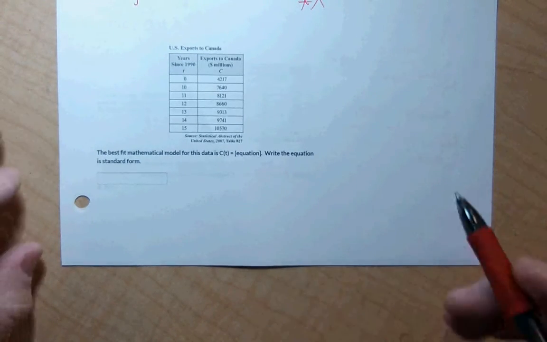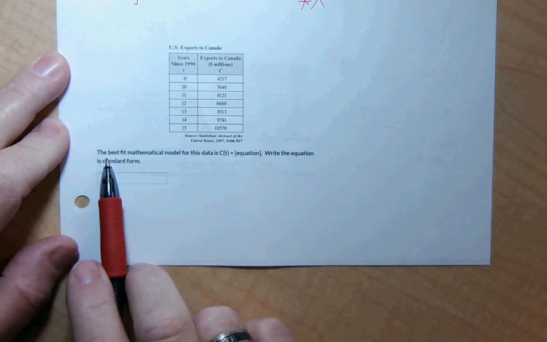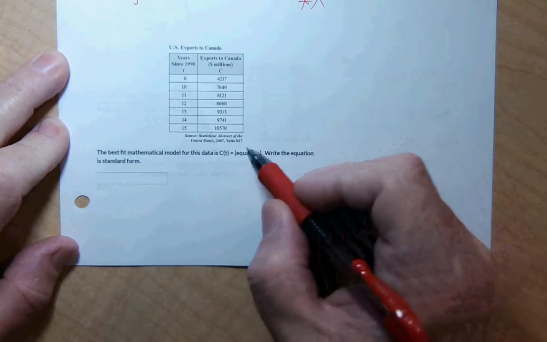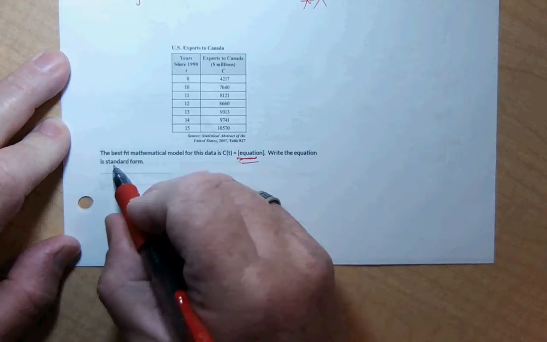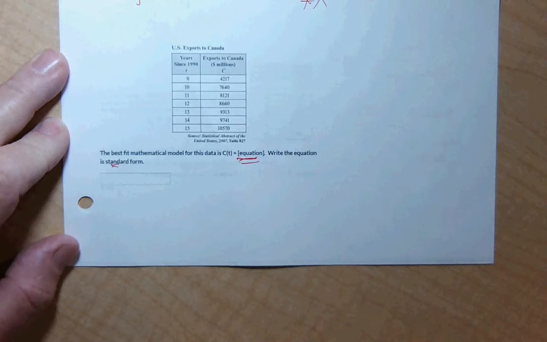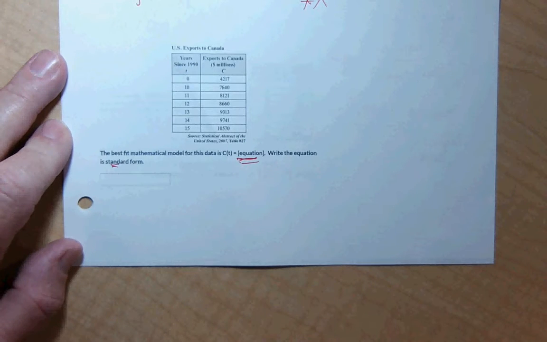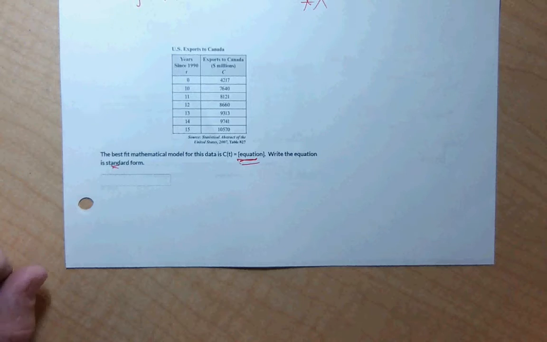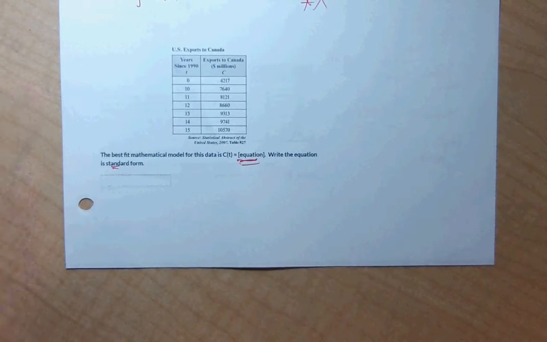Here we go. It doesn't really give you much here, so the end in mind says the best fit mathematical model here is an equation you're looking for, and you want it in standard form. Again, that last part, write it in standard form, was meant to give you the opportunity to enter it in decreasing order so that it looked like it would be recognized.